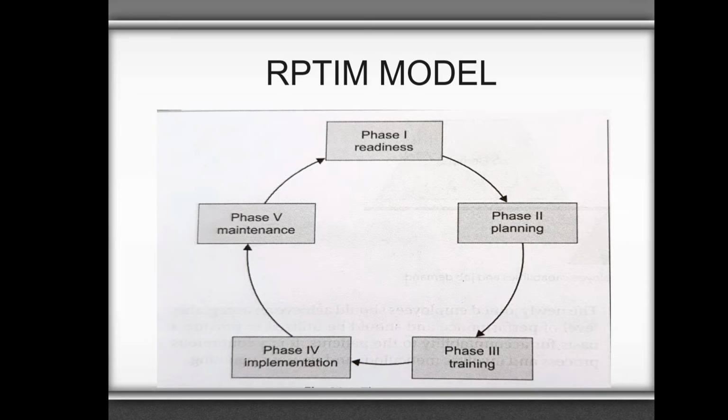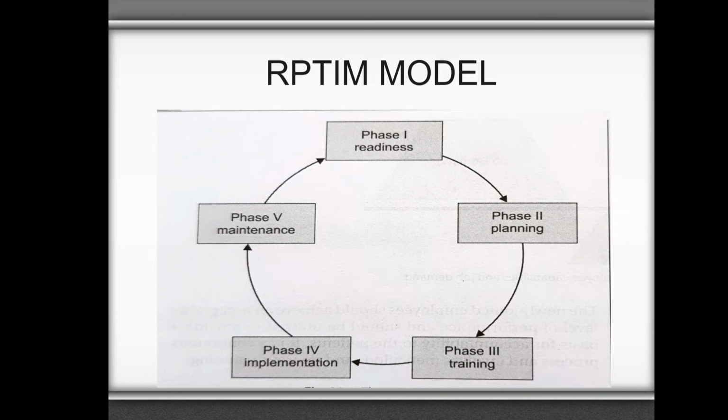This is a research-based model created in 1981 by Woods, Thomson, Russell. It is one of the comprehensive models for staff development. This model is conceptualized into 5 stages. R means readiness, P means planning, T means training, I means implementation, and the fifth one, M, means maintenance.